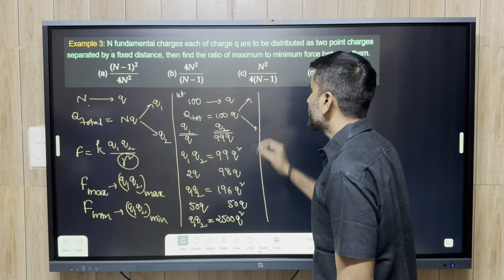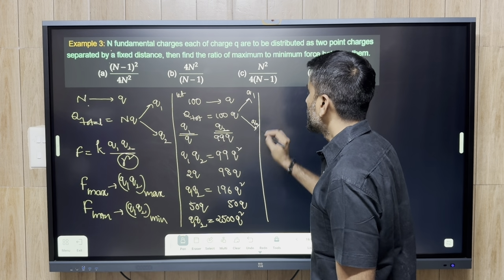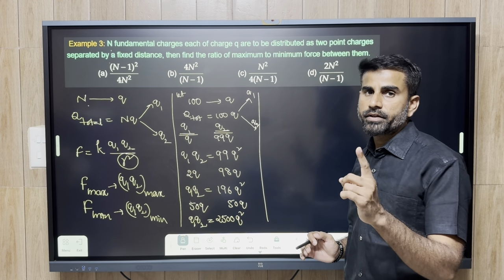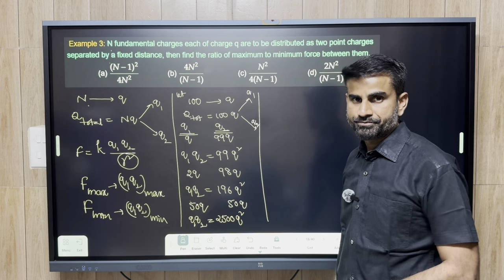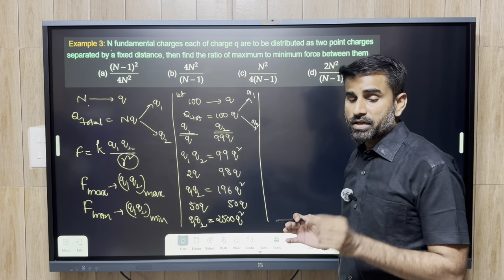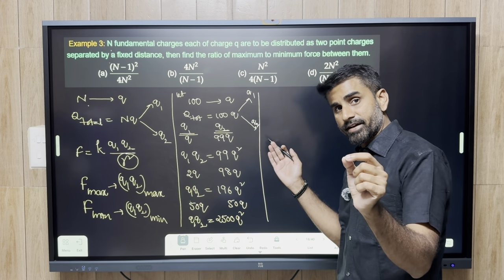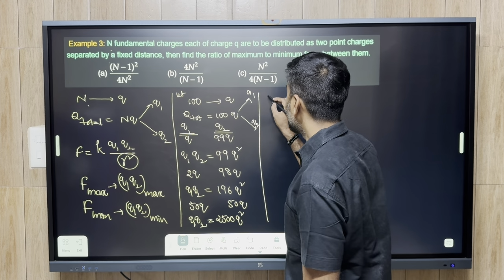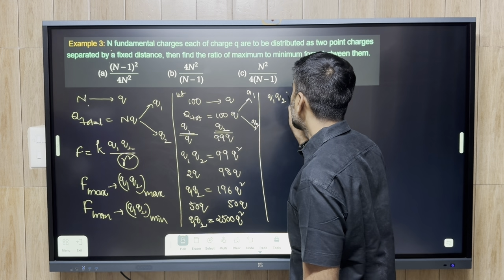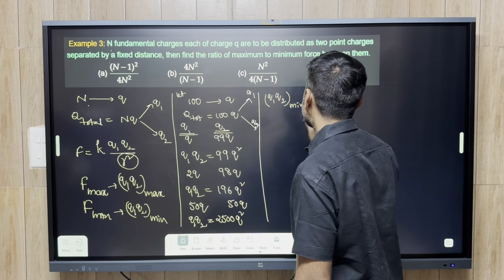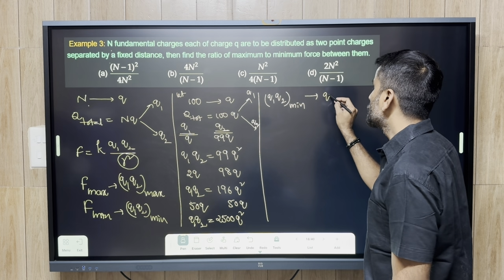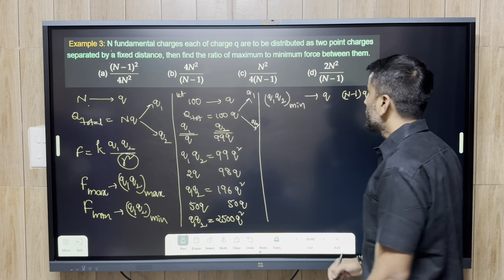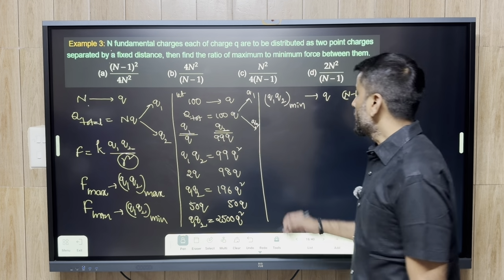So it is evident that if I divide the entire charge into 2 halves, I will get q1 q2 as maximum. And if I divide the entire charge as one charge and the rest of the charges aside, then I am getting q1 q2 as minimum. So for q1 q2 to be minimum, the best combination would be q and n minus 1 q, right?